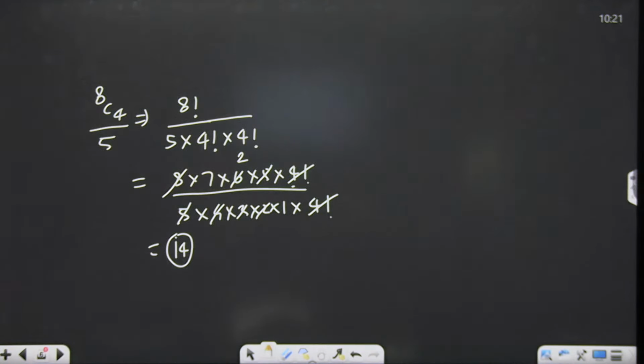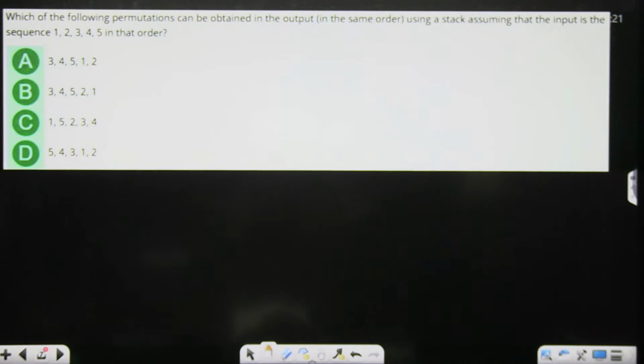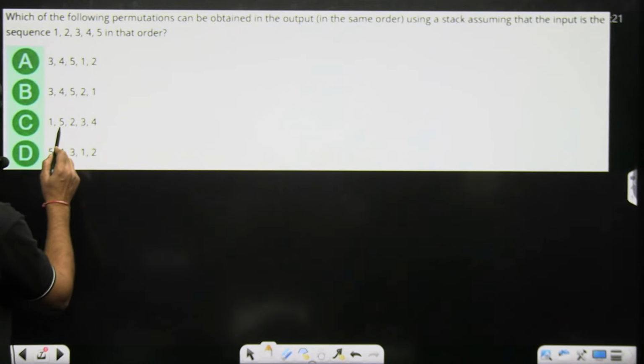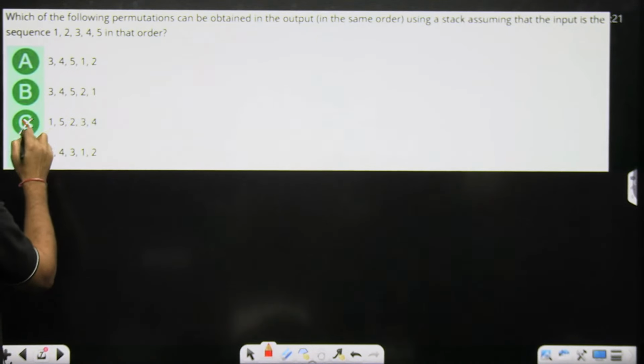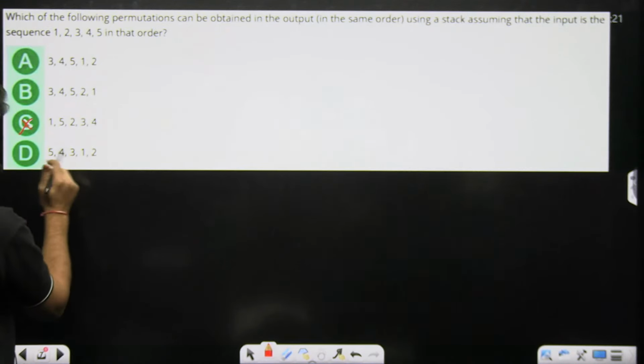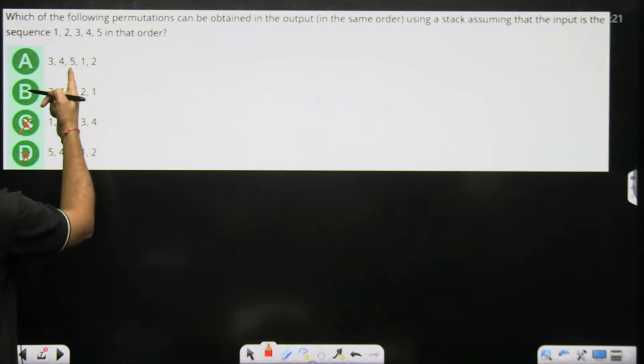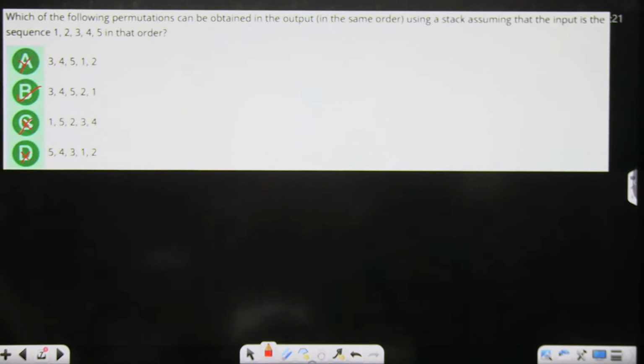All right students, now which of the following permutations can be obtained in output using a stack? Assume that the input is in the sequence 1 2 3 4 5. Which one will be possible? After 1, 5 is possible but 2 is not possible. So this is not true. After 5 you can write 4, 5 4 3, first 2 then 1. This is not possible, right? After 5, 1 is not possible. This is false. So B is the right answer: 3 4 5 2 1. Okay, 3 4 5 2 1 is the right answer for this question.